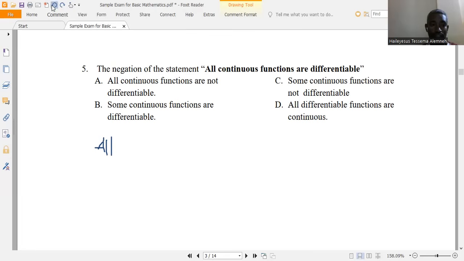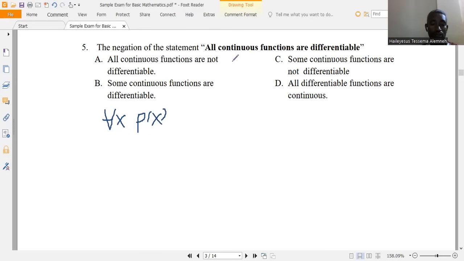All continuous functions are differentiable, so we write it as for all x, p of x. Then what's the negation of this statement? The negation of for all x, p of x is there exists x, negation of p of x. So the "for all" changes.